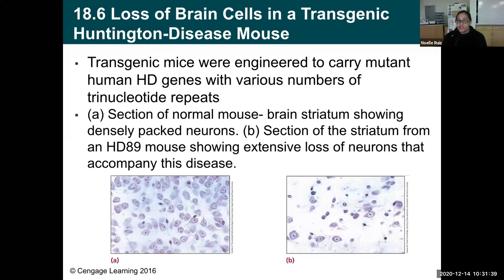Transgenic mice were engineered to carry mutant human HD genes with various numbers of trinucleotide repeats. And you can see pictures on the bottom of their brain tissue. Picture A is a normal mouse brain striatum, a part of their brain showing densely packed neurons. And B is a section of the striatum from the HD mouse, so a mouse that they raised with Huntington's disease, showing extensive loss of neurons that accompany it.